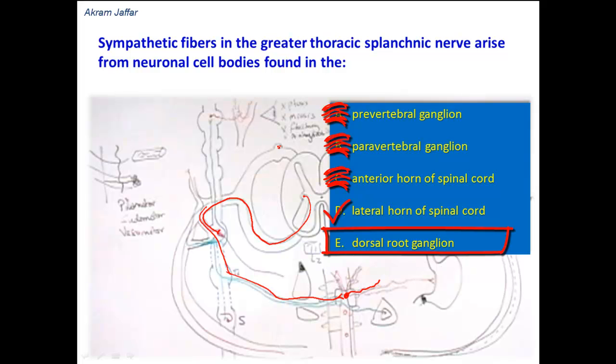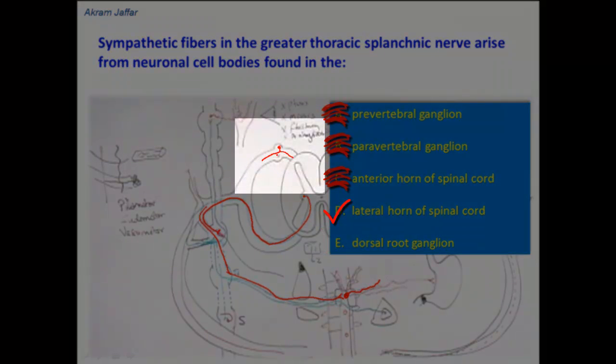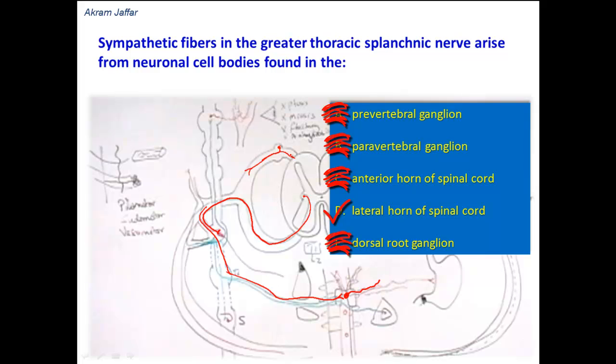The dorsal root ganglia contain cell bodies which are pseudo-unipolar cells. They have their peripheral axon, which is sensory, and the central axon will pass into the central nervous system. Some of these axons will relay in the gray matter of the spinal cord, and some of them will ascend up into the posterior funiculus of the spinal cord.